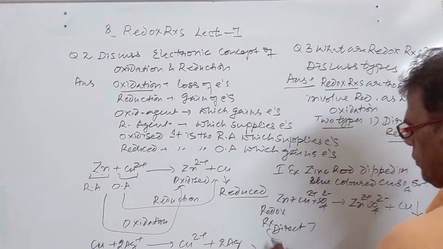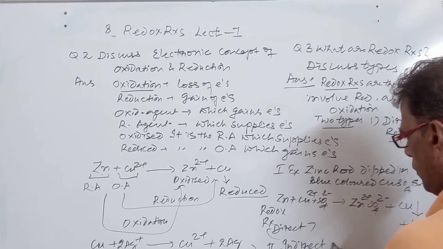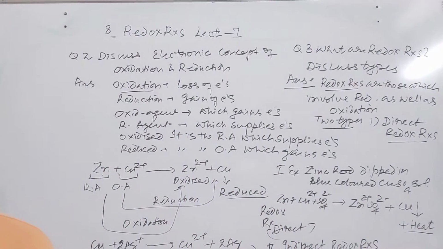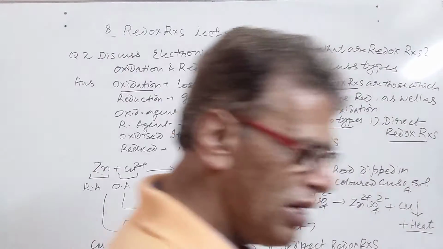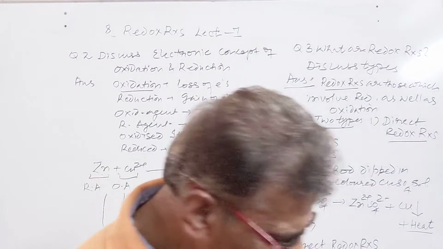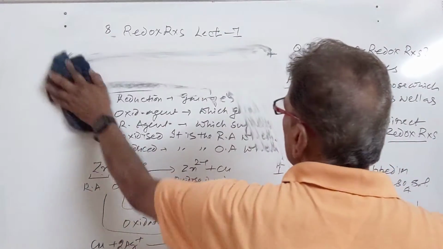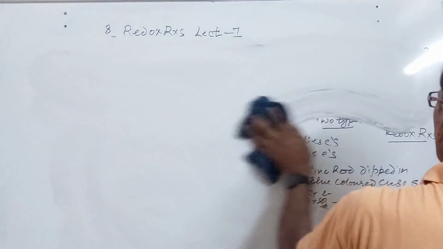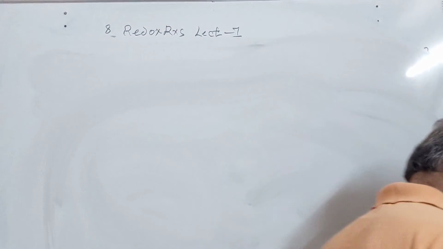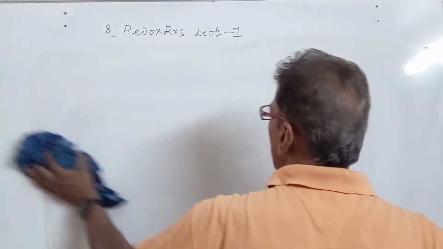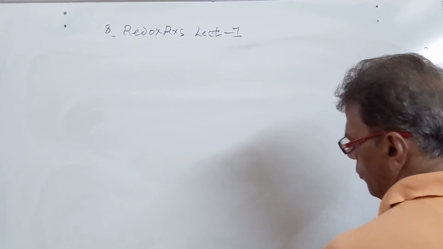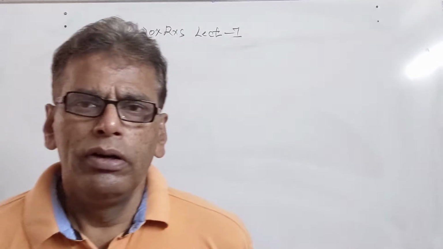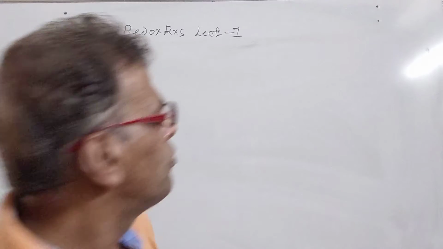Then we have the second type, indirect redox reactions. These are those reactions where oxidizing and reducing agents are not in direct contact with each other, and the flow of electrons takes place over a large distance. So the kinetic energy of the electron is not lost in the solution, and the solution does not get heated up. The kinetic energy of the electron is used up in doing work against the metallic kernel or metallic bond, the force operating between mobile electrons and the metallic kernel. That's why no heat is produced during the indirect redox reaction.